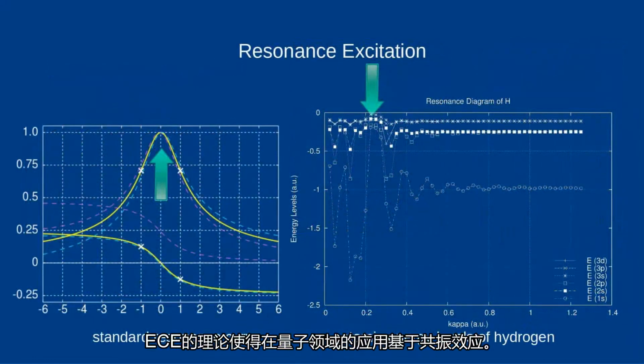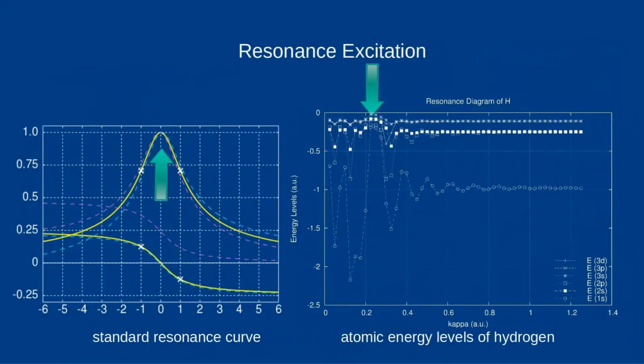ECE theory enables applications in the quantum domain based on resonance effects. If a wave from the vacuum structure of spacetime hits a hydrogen atom, a resonance effect can occur at a suitable wavelength. This shifts the energy levels of the atom in such a way that a bound electron can easily be detached. This is a possible mechanism for harvesting energy from the vacuum.